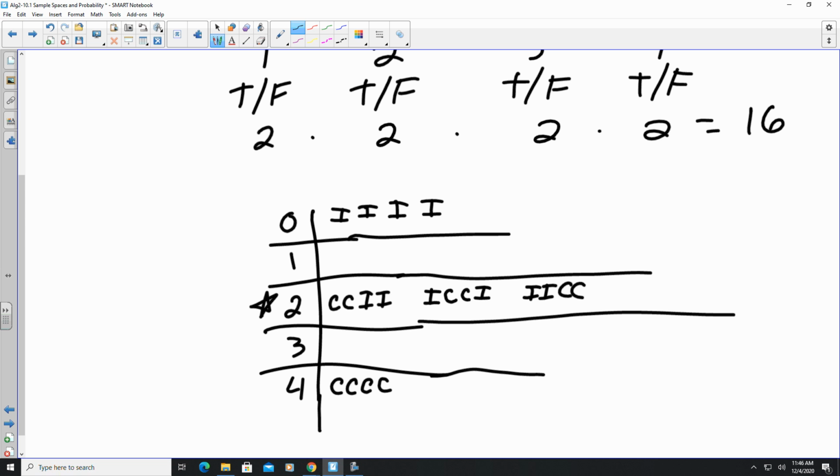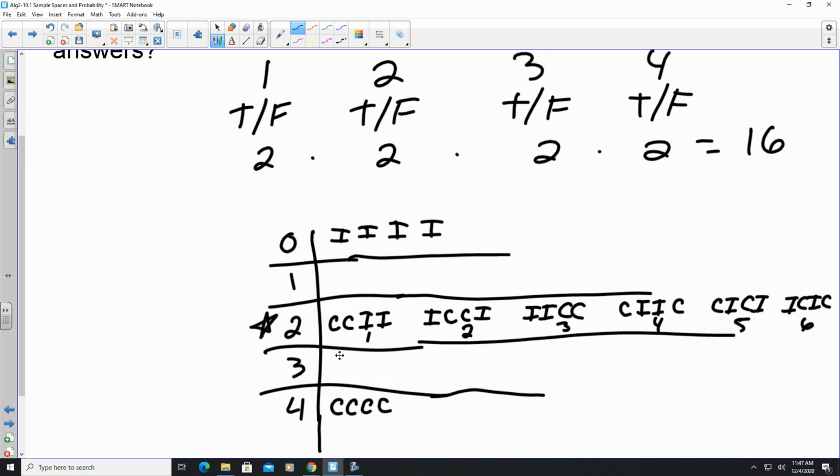What if I went correct for the first? What about incorrect for 2 and 3, and then correct for 4? And then what about if I went correct, incorrect, correct, incorrect, and then I think there's one more where it's incorrect, correct, incorrect, correct. So there are 1, 2, 3, 4, 5, 6 possible outcomes where you can get exactly 2 right.